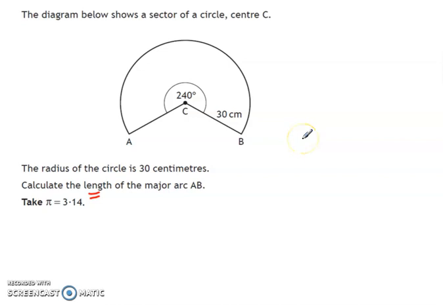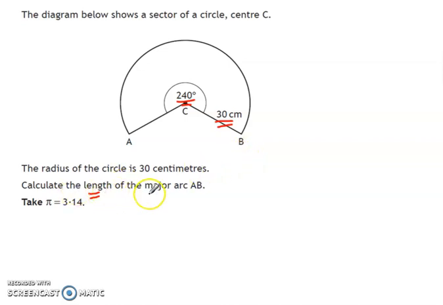First thing, in order to get the arc length or area of the sector, we need to know the angle in the middle and we need to know the radius. In this question, we know the angle at the centre is 240 degrees and we know our radius is 30 centimetres. So we've got all the information we need right there.